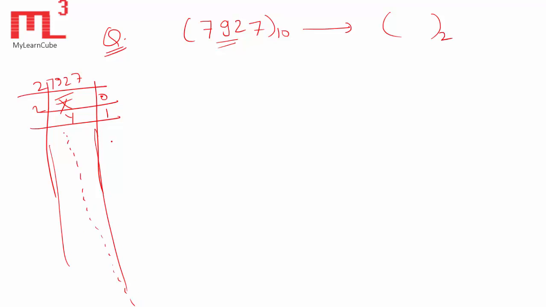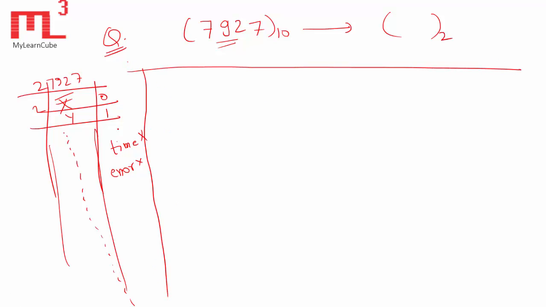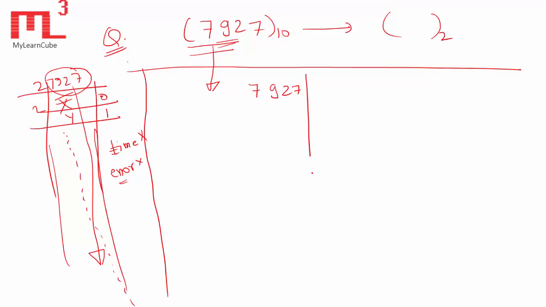First, it is time-killing, and second, there is a chance of error because the pressure at the time of GATE is tremendous. So there is a smart way to do this. Dividing by 2 will take a long division, but dividing by 16 will serve our purpose.